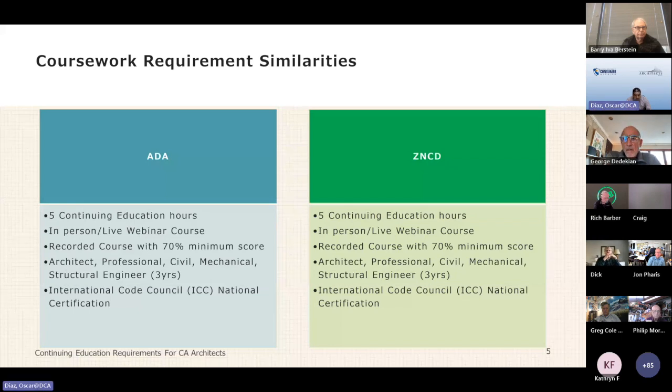Please note that this is just a few of the similarities and not all the requirements. As previously mentioned, California Code of Regulations 165 details all the criteria and requirements for ADA, and California Code of Regulations 166 details all the criteria and requirements for zero net carbon design.